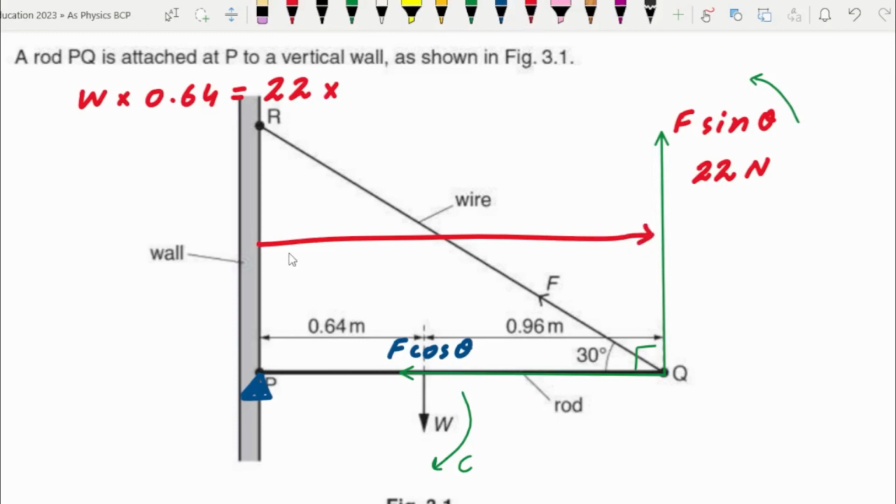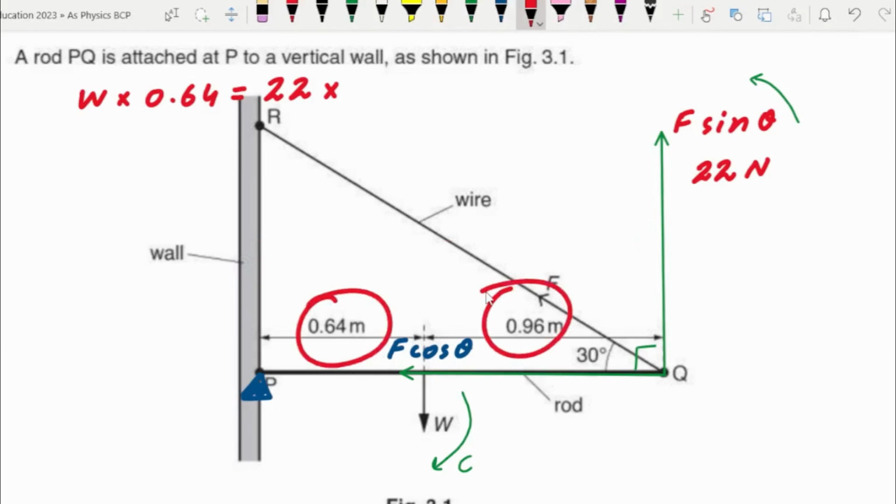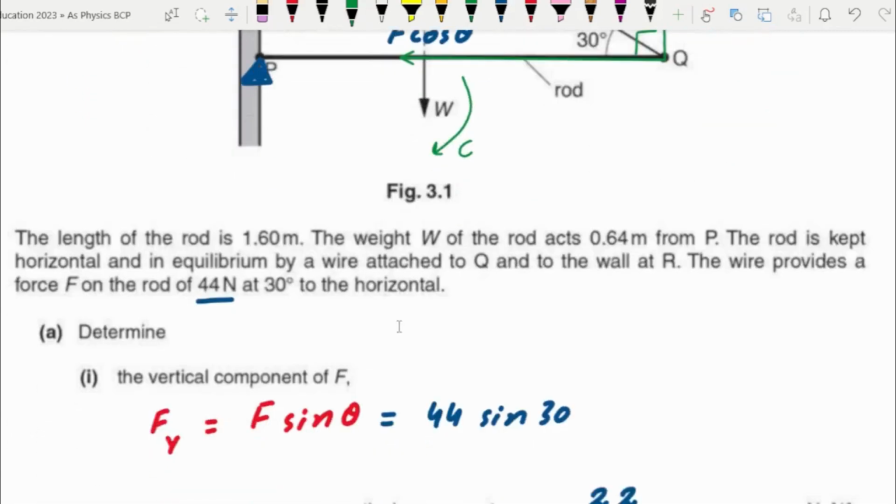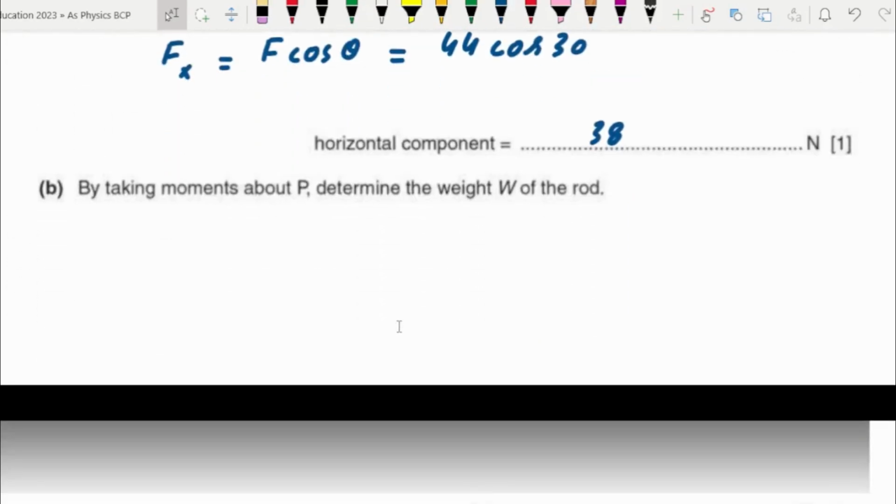How much is that? Well, you can add these two, 0.64 and 0.96. You'll get the total distance of that force from the pivot. So what do we get? 22 times 1.6. From there, you can find the value of W. Just hit it on the calculator, and the value of W would be 55.